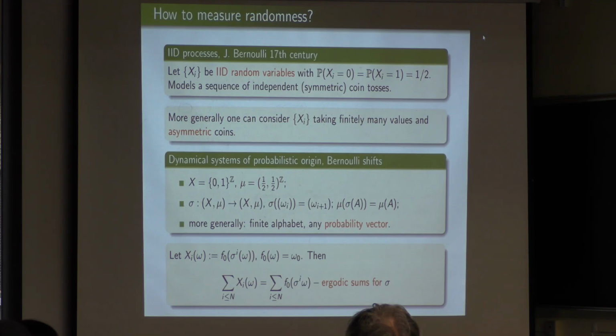So you compose f with sigma i, and because of the way the measure is defined, this process is first of all stationary, and in fact it's an IID process. And then the left-hand side tells you an outcome of a sequence of 10 coin tosses, and you can interpret it as an ergodic sum for sigma. Okay, so somehow the model for chaos is this system.